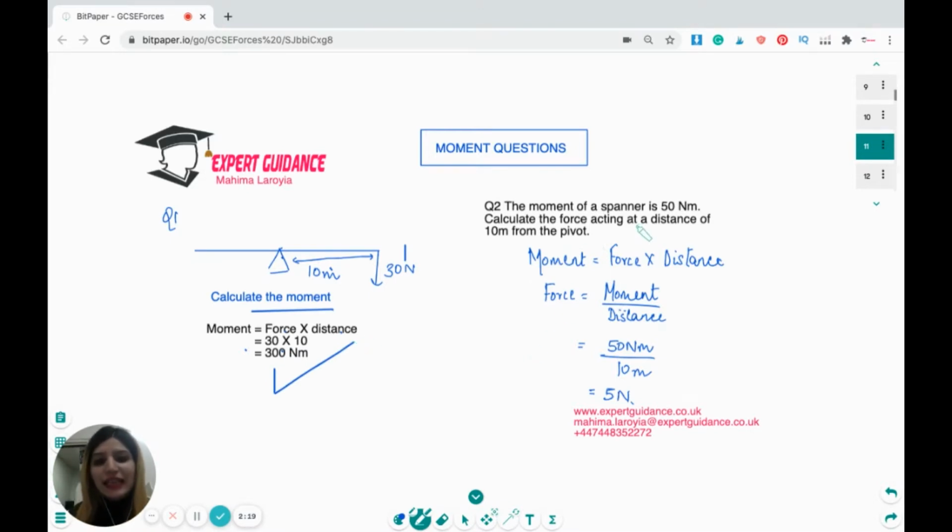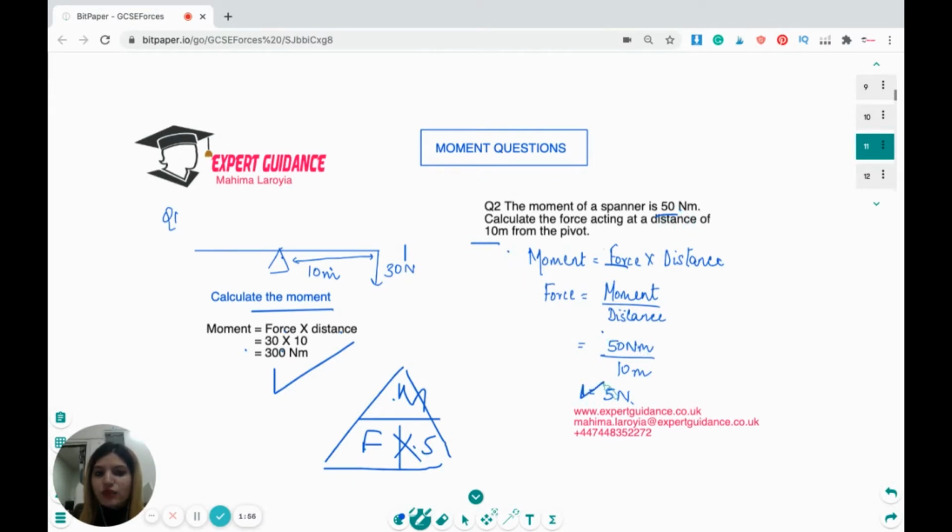In the second case, they have given you the moment and they have given you the distance and asked you to work out the force. So we can have the help of this triangle. That moment is force times distance. So the force will be moment divided by distance. My moment is 50 Newton meters. The distance is 10. So the force is 5 newtons.